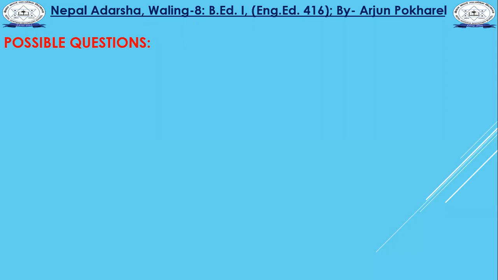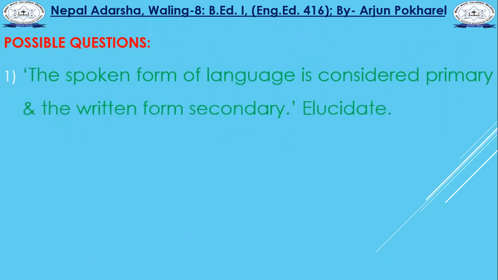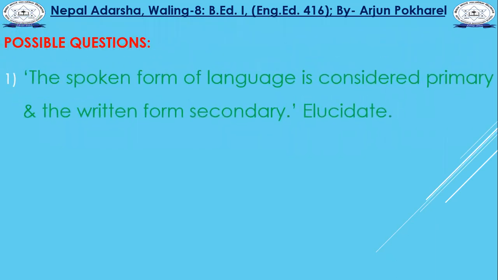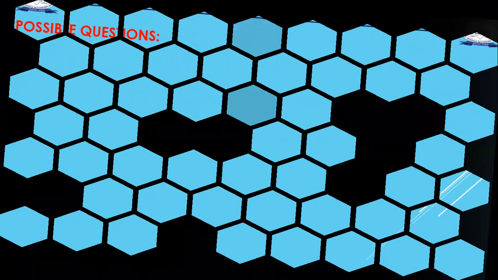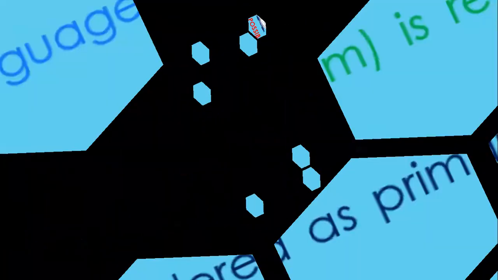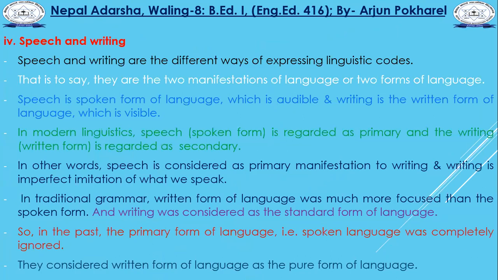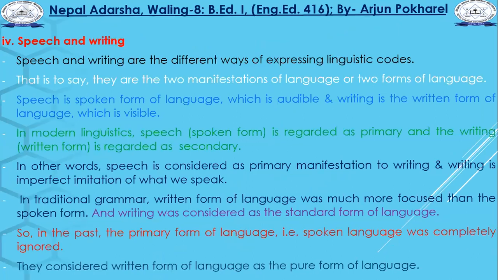Okay, from speech and writing. Possible question: let's say the spoken form of language is considered primary and the written form secondary. Elucidate. Now you have to copy out. Did you copy out all the points here in speech and writing? Did you finish copying them? Yes, sir. Okay.